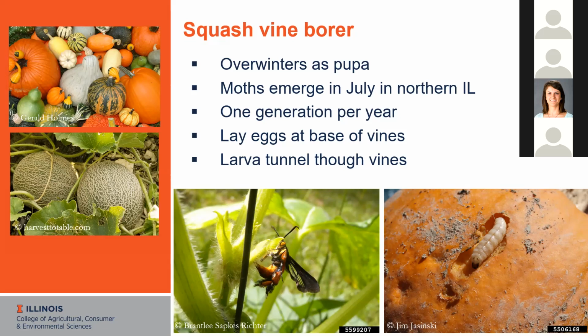You want to begin scouting for this pest as soon as the vines begin to run. You're going to be looking for those moths and for entrance holes at the base of the vines. And this is from the larval tunneling. And you can treat when the first damage is noted and again about a week later. And by damage, I mean those holes where it tunnels in, not once the plant, of course, is already wilted.